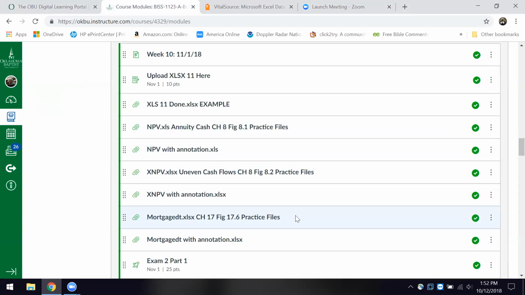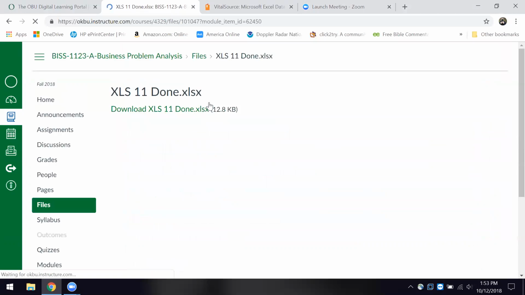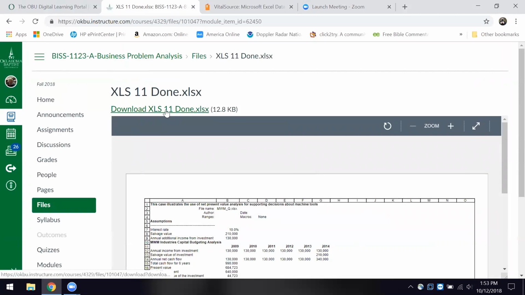practice file. So what I've done to make it a little easier for you is I've gone into Vital Source and I've pulled out text, and I've inserted it into these files. So that's why you see these files called NPV with annotation. I also want to make sure that you get a sense of some of the different ways we look at NPV. Now, I'm going to just show you again this one. We'll open this up, and this is the XLS 11 done.